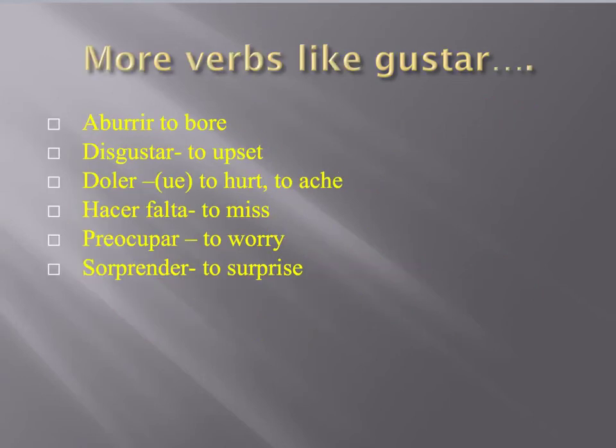More verbs like gustar, you'll notice that some of these are IR verbs. Doler has a stem change, make sure that you get that in your notes. And these verbs can be either AR or ER or IR, so be sure to pay attention to the endings on those. Falta isn't a verb that gets conjugated. Hacer would be the verb that you would conjugate in that phrase.